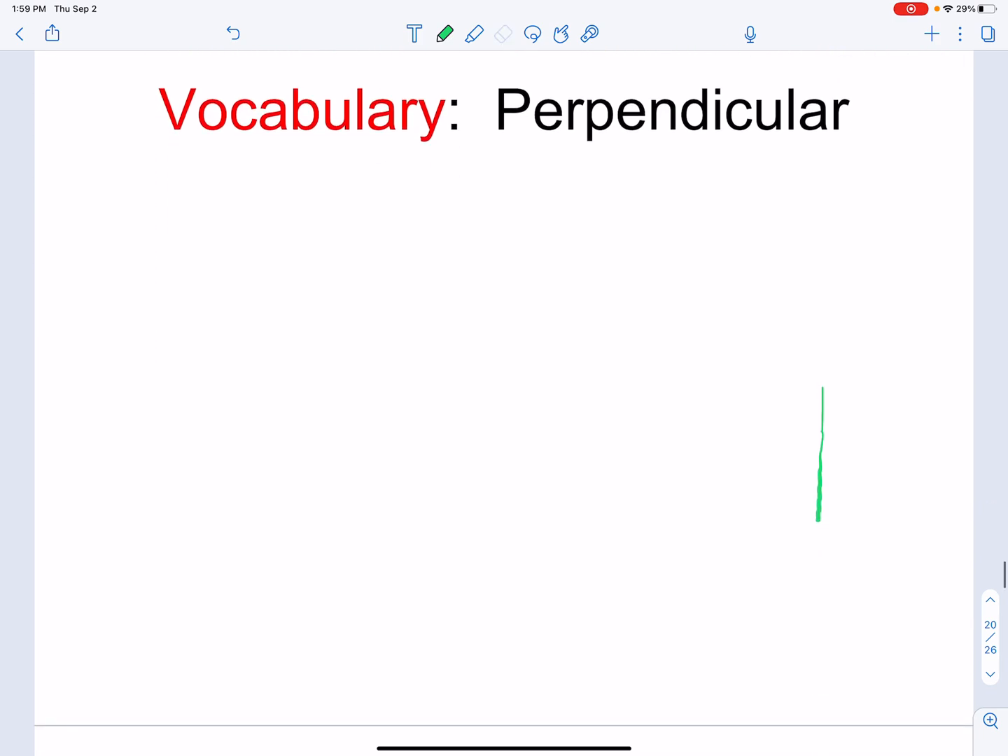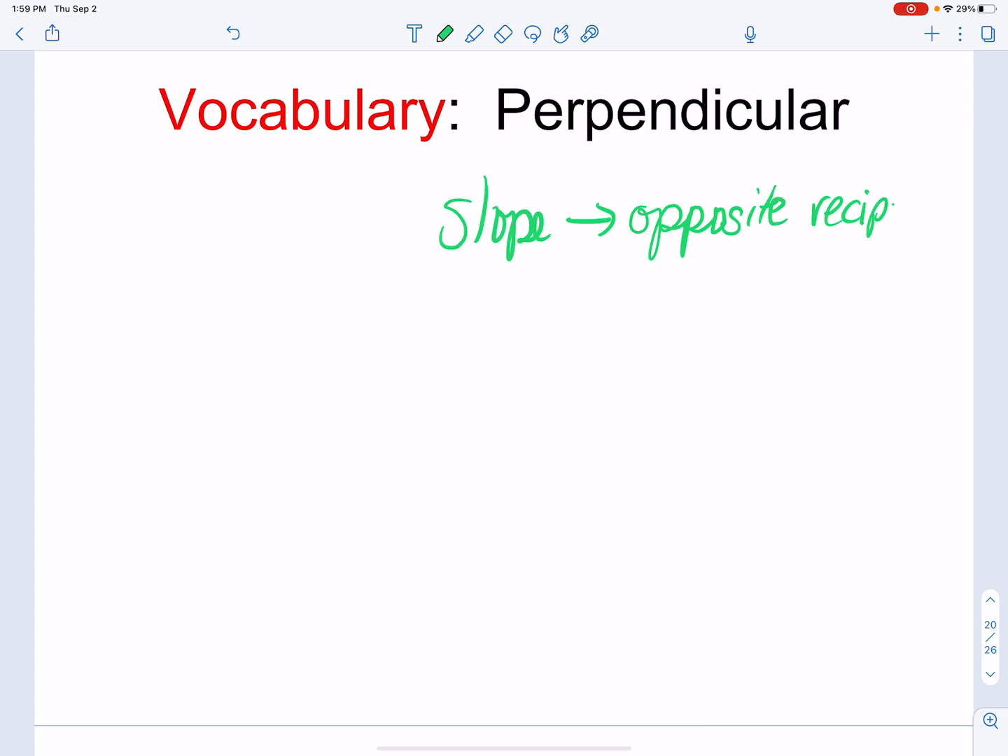Okay, perpendicular, it's probably been a while since you've done it algebraically. In geometry, your vocab for perpendicular is that they're intersecting lines at a 90-degree angle. In algebra you learn that means the slope is the opposite reciprocal.